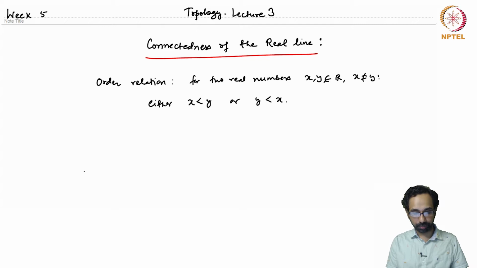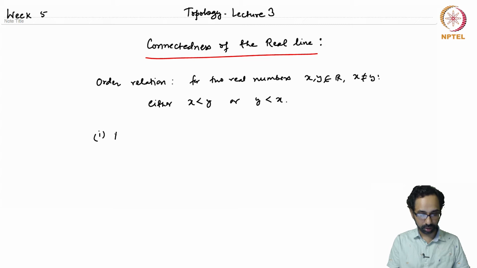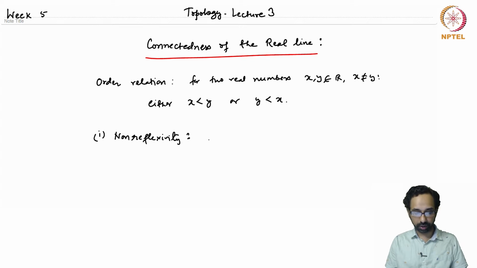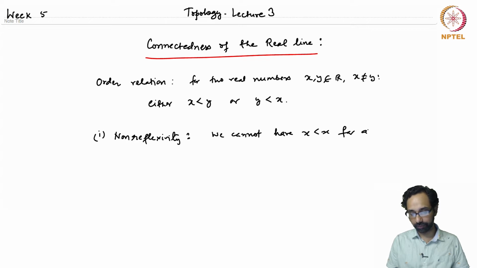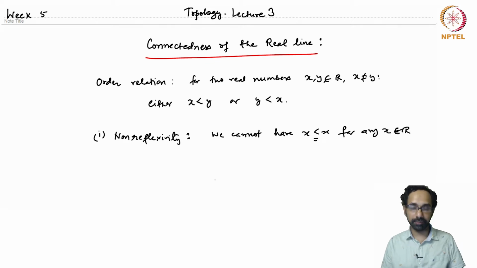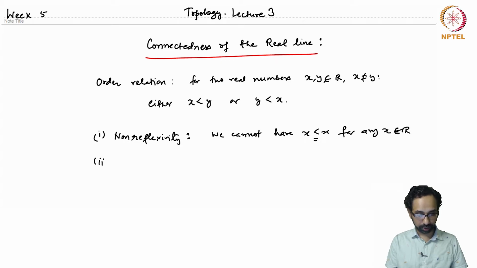Now what are the properties that we want to focus on? So the first one is called non-reflexivity. What is non-reflexivity? It just says that we cannot have x less than x for any x in R. So this relation, strictly less than, we cannot have x strictly less than itself for any real number x. So this is called non-reflexivity.